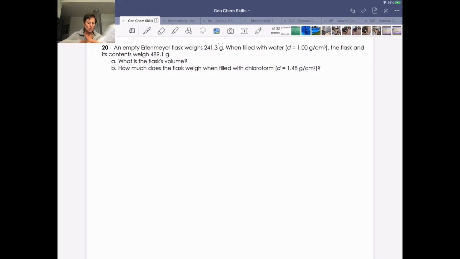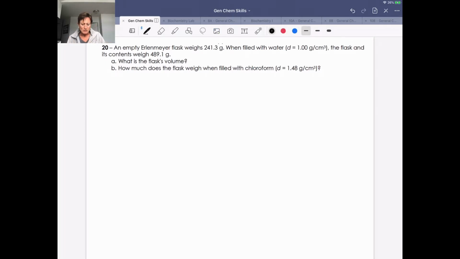So we're going to work our way through problem 20 from our homework. And how I like to approach these problems is we take the words that we have, we try to draw a picture to help us understand what's going on, and then we're going to make a roadmap to help us figure out how we want to solve the problem.